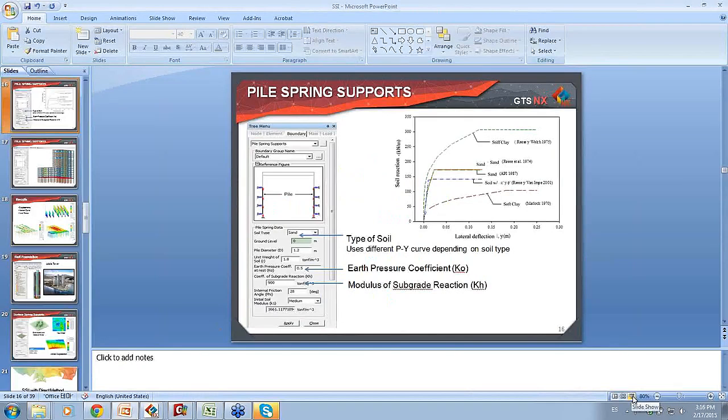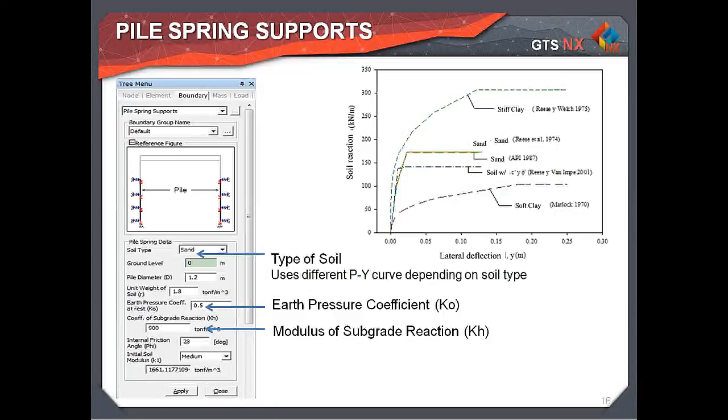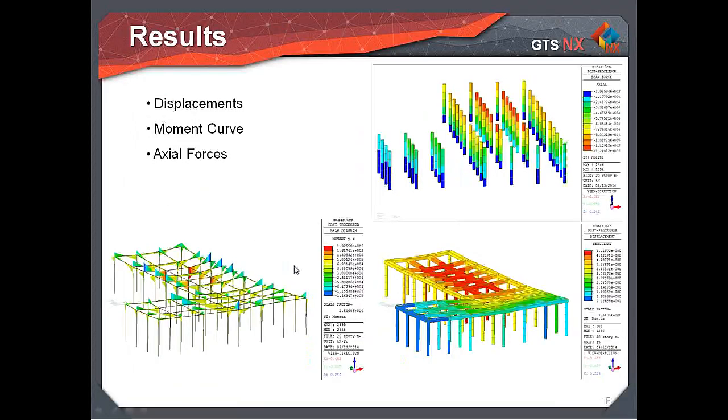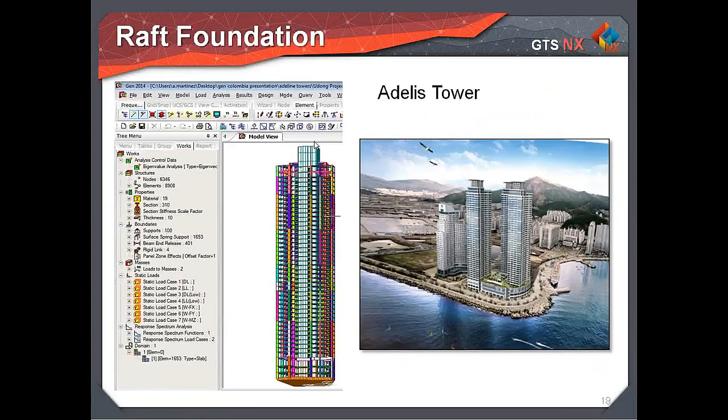So back to the presentation. I just showed you how we apply these springs to the nodes on the structure and how we get these results, displacements, moments, curves, forces, all that. Let's do something similar now for a raft foundation. In this case, we're doing an example of the lease tower. These are, I think, some condominiums in South Korea. Must be like 50 stories high or something.